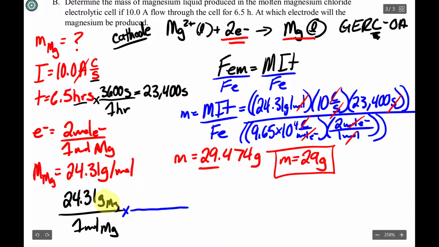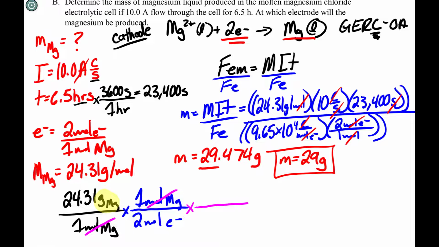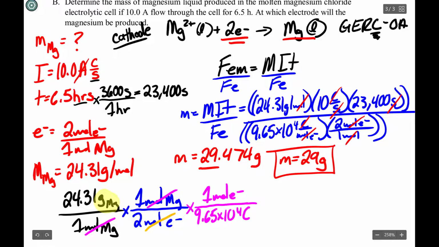My mole ratio. 1 mole of magnesium for every 2 moles of electrons. So the moles of magnesium cancel out with moles of magnesium. Now I got grams per mole of electrons. What else has moles of electrons? I can cancel that out. Faraday's constant. For every 1 mole of electrons, there's 9.65 times 10 to the 4 coulombs of charge. The moles of electrons cancel. Now I have grams per coulomb.